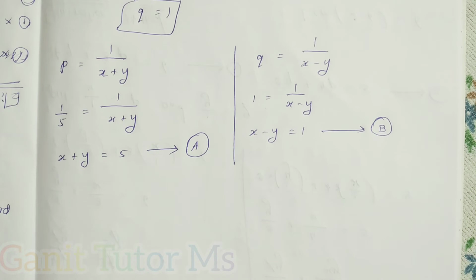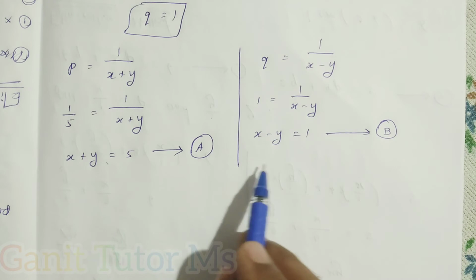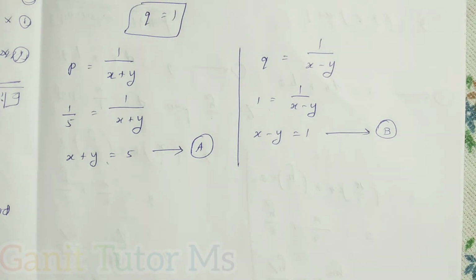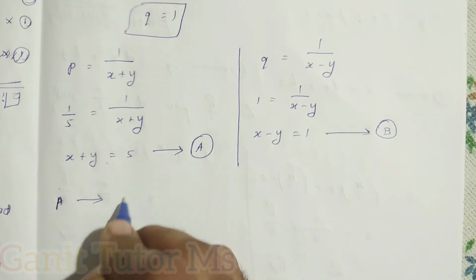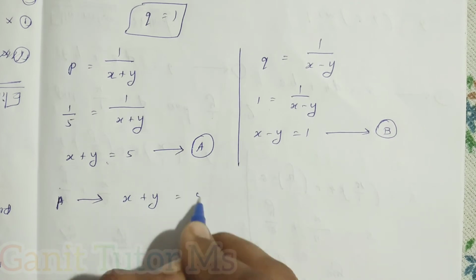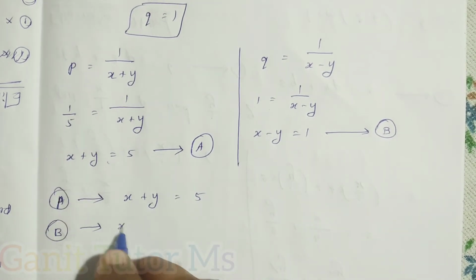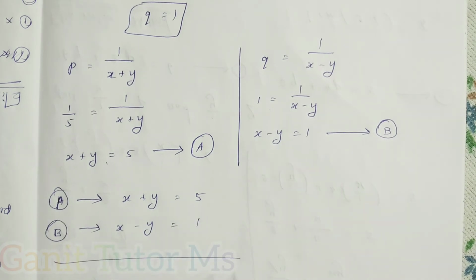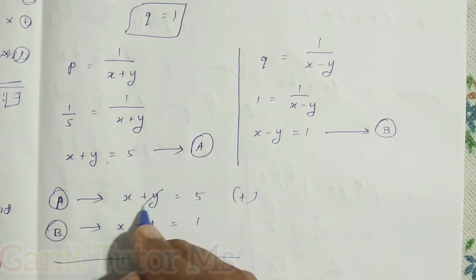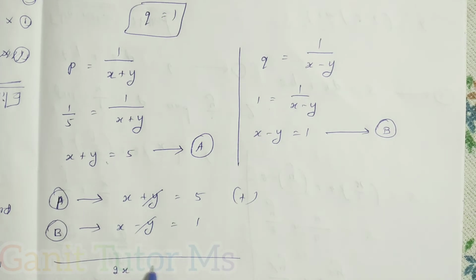Here it is a pair of two linear equations, right? So again you can go with the elimination method for these two equations to find the x and y value. Clear? So equation A, that is x plus y is equal to 5. Then equation B, that is x minus y is equal to 1. Now as usual, addition, y cancels. 2x equal to 5 plus 1, that is 6.